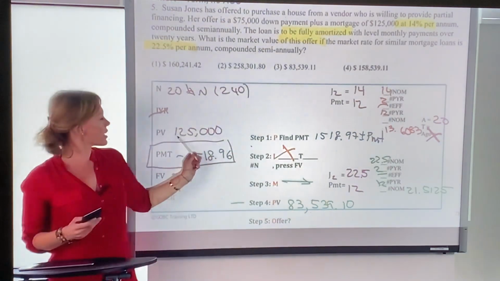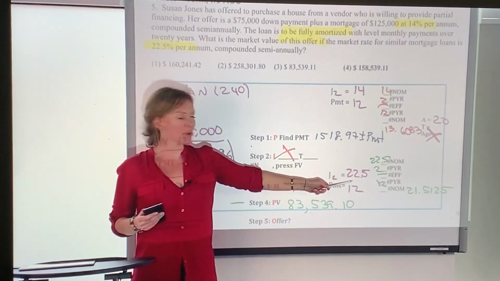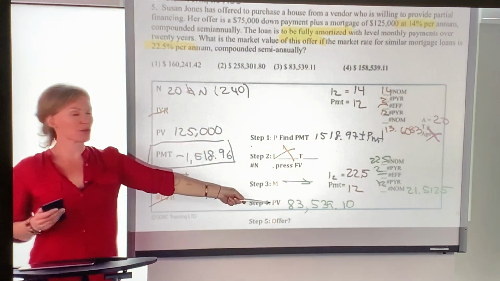Holy, that's a huge difference, right? So the seller thought he's pocketing 125, but he's only getting 83,000. Why? Because the banks, the current bank rate is 22%, and he's only giving 14, so he's definitely putting less money in his pocket, right?